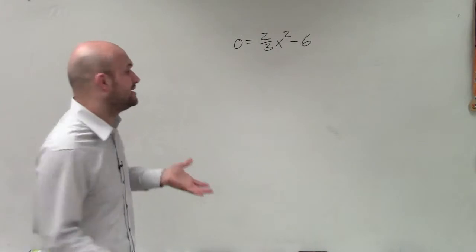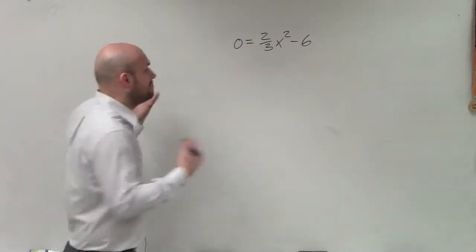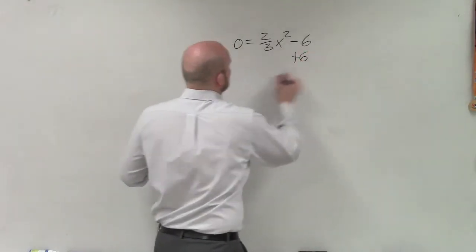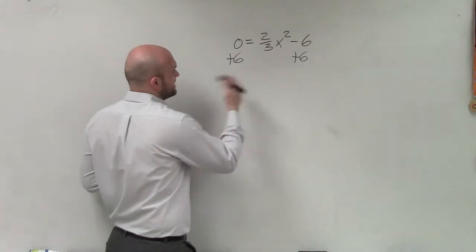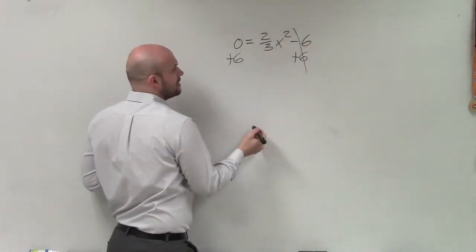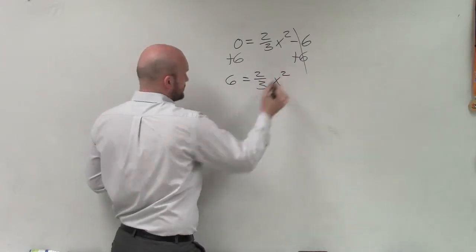And I'm not going to be able to apply the difference of two squares because neither 6 nor 2/3 is a squared number. But I can easily solve using the square root method. So I first undo subtraction by adding the 6 on both sides. That now combines up to 0. So I have 6 equals 2/3 x squared.